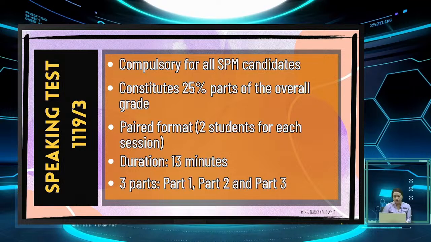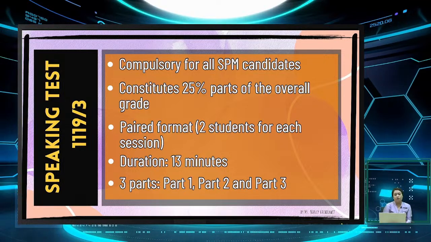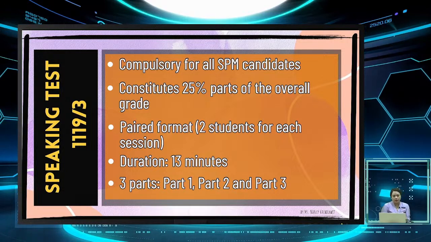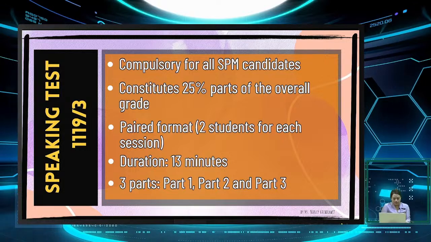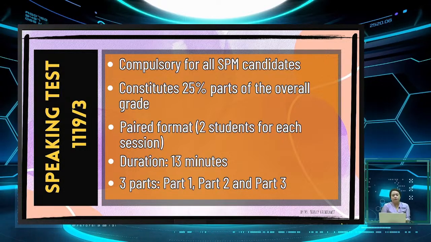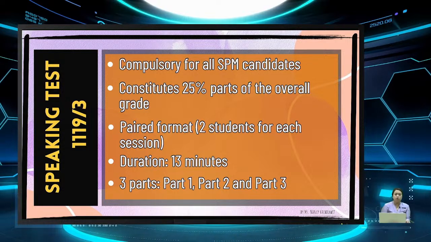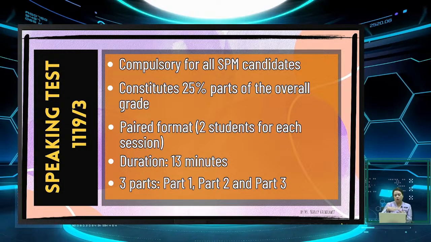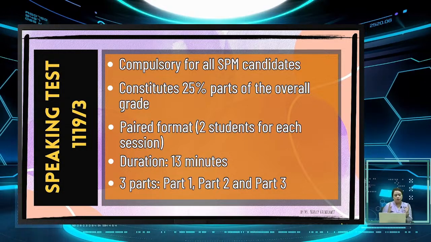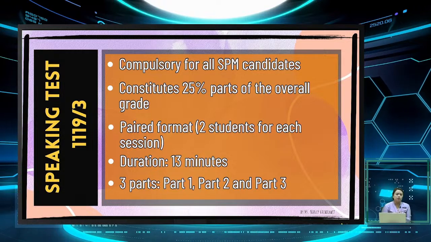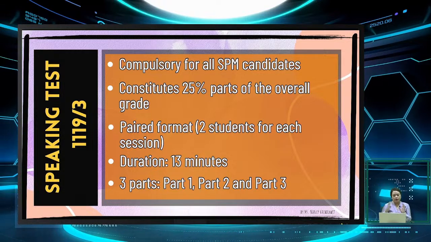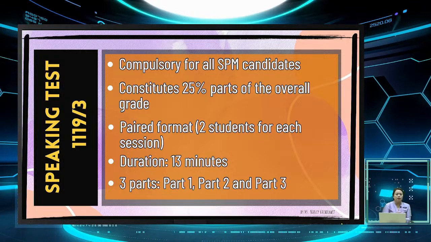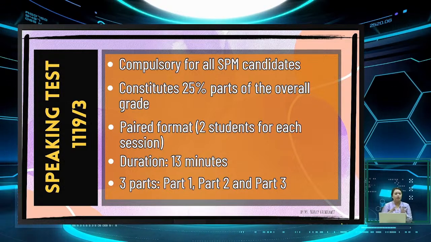It constitutes 25% of the overall grade. The speaking paper is in pair format, meaning 2 students for each session. For this, I would advise the teachers or the school to pair up the students according to their ability, meaning don't go according to the name list. The subject teacher must know your students' ability. The weak one should be paired with a slightly better student, and the best student paired with the excellent one, so that they can help each other.